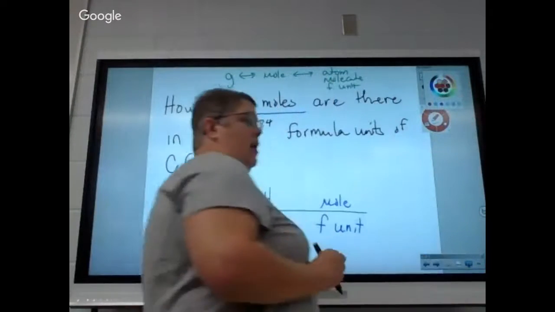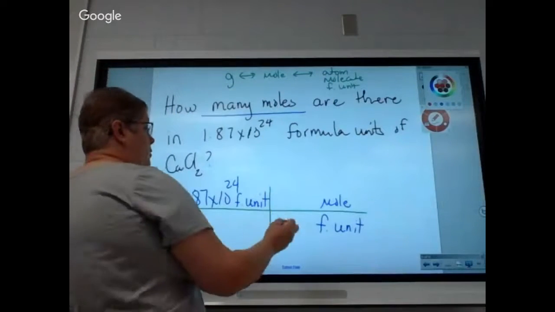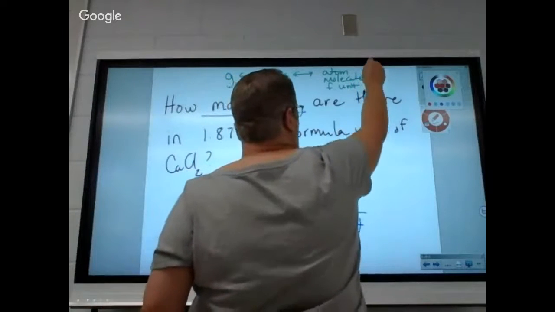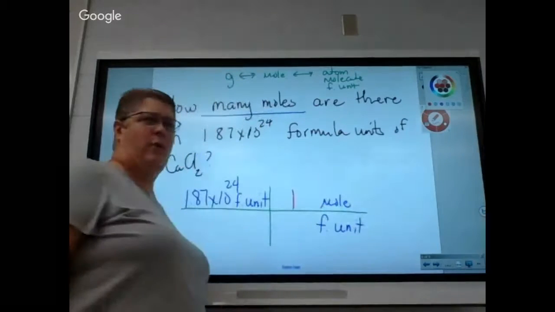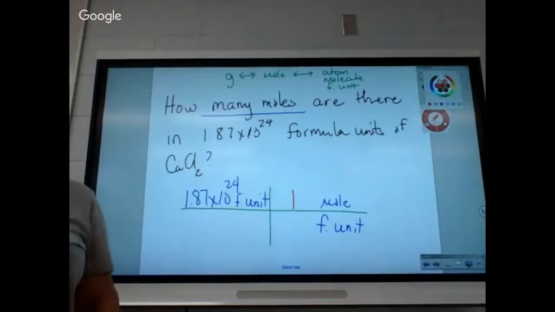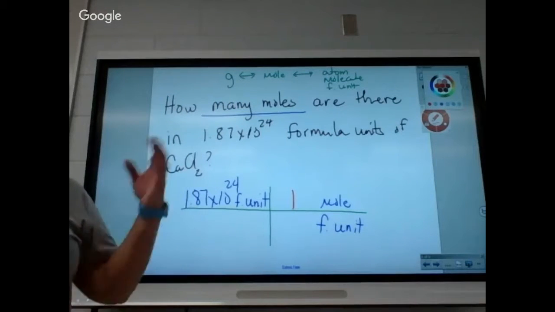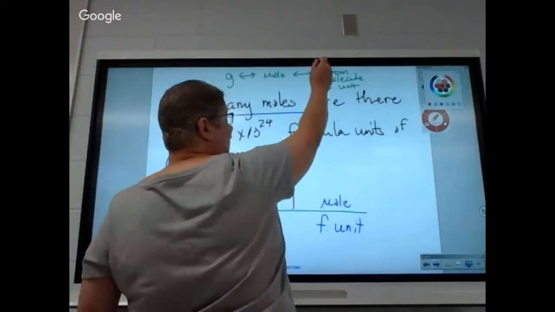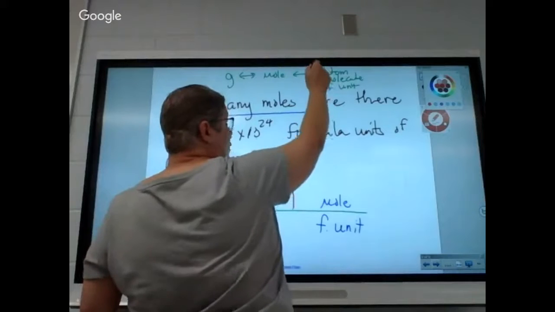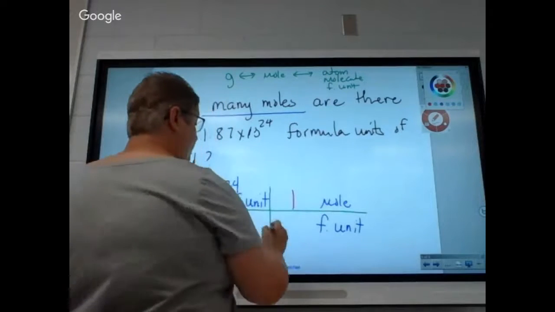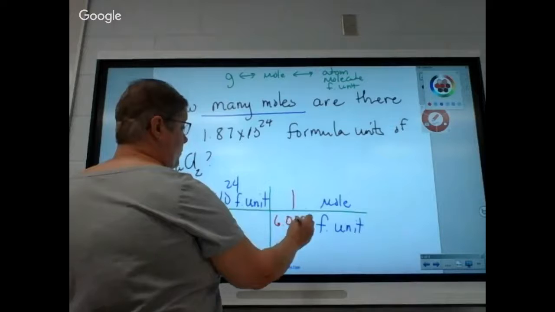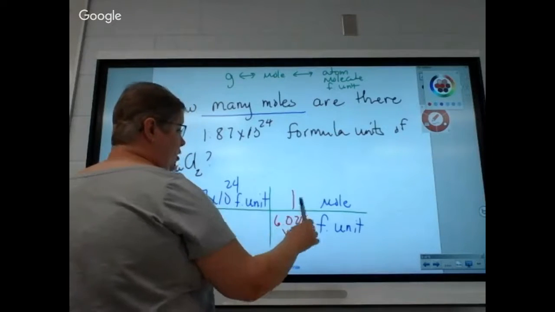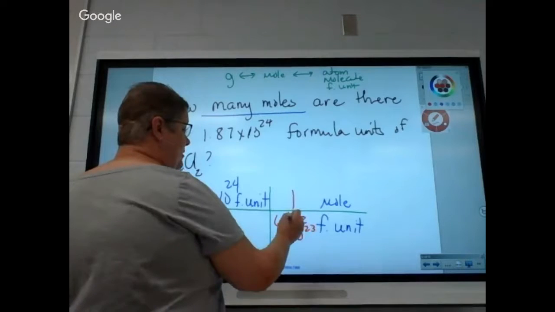So what do I know goes with moles? One. Now look at where formula unit and molecules are. What do we know about atom? What always went with atom? Avogadro's number, or 6.022. So every time you write molecule or formula unit, it's just like atom. Those three things always get what number? 6.022 times 10 to the 23rd.